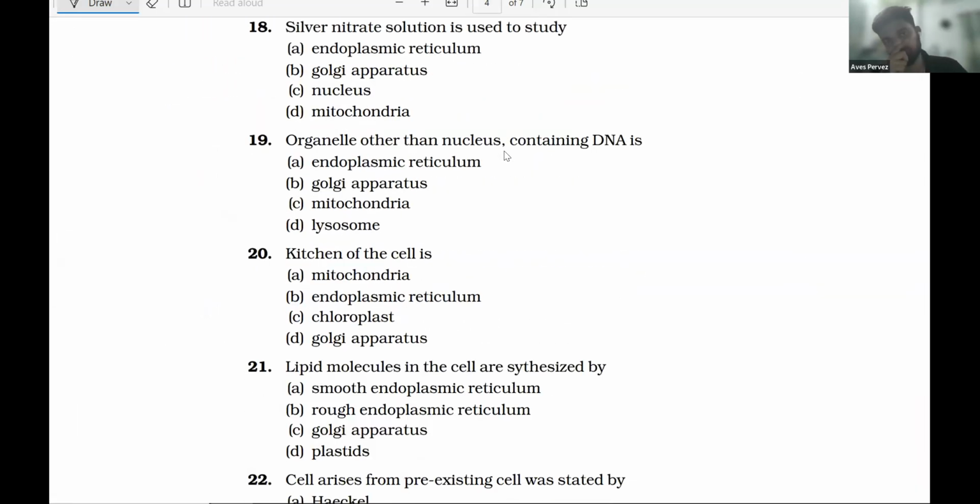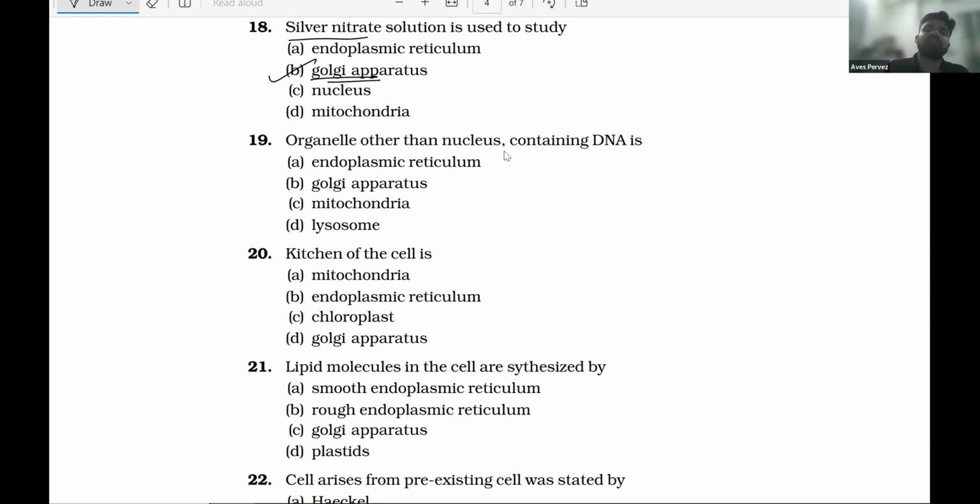Next, question number 18. Silver nitrate solution is used to study the Golgi apparatus. Please note it down in your copy. Done, Munir? Yes, sir. Silver nitrate solution is used to study the Golgi apparatus.